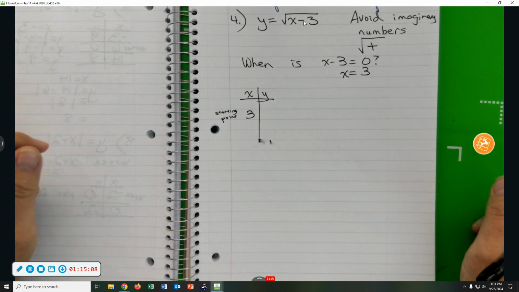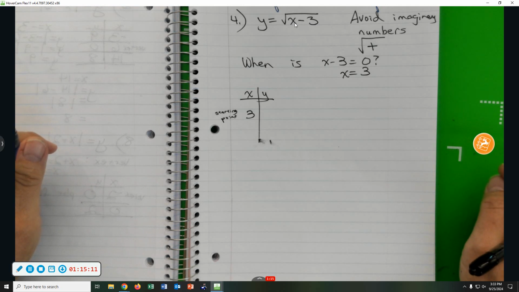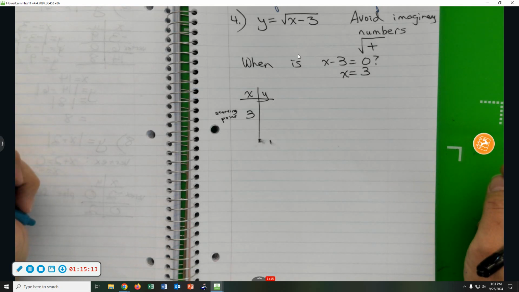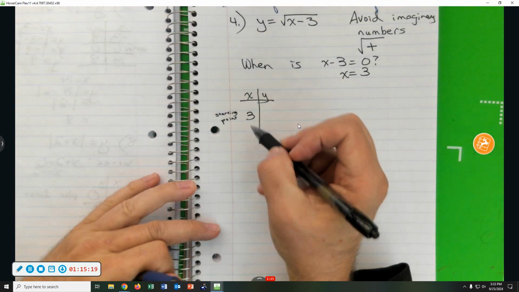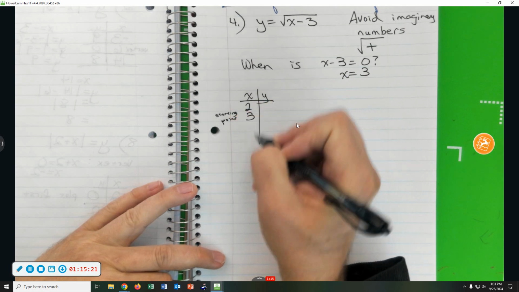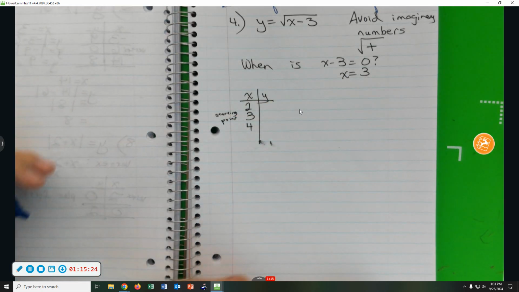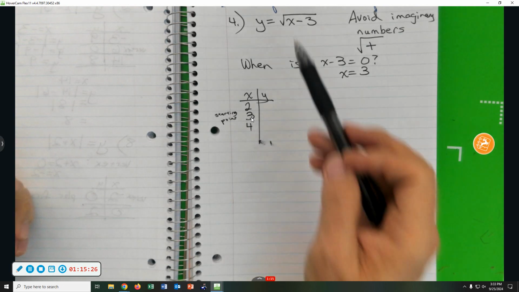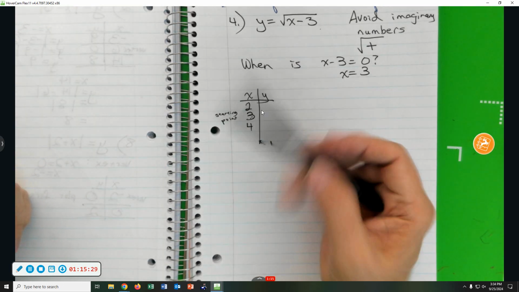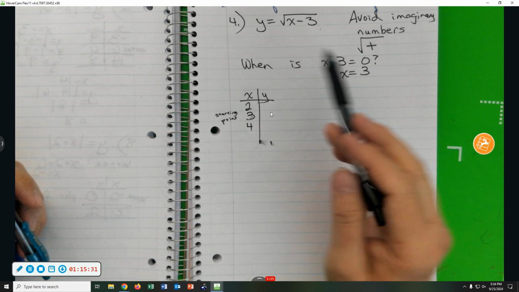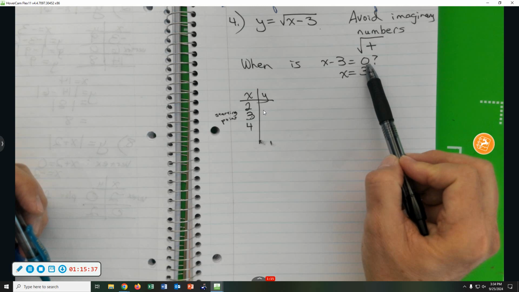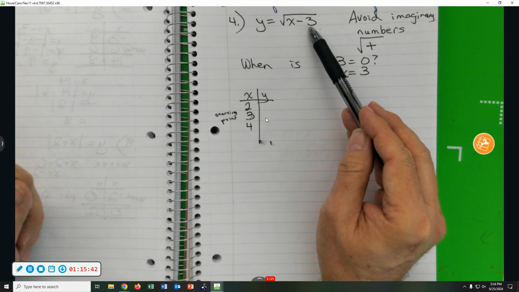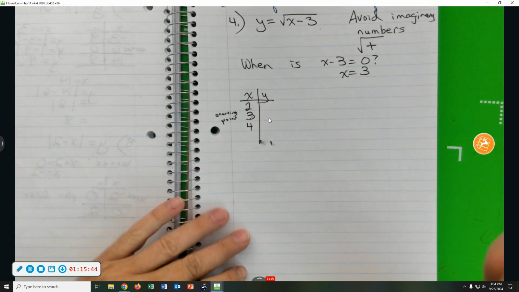One side of 3 is going to generate imaginary y values. That part of the graph is going to be empty. The other side will give you numbers that are actual real numbers. So let's use a number smaller than 3 and one bigger than 3. Well, if we plugged in 3 for x, what are we going to get for y? That's easy. 0. 3 minus 3 is 0. The square root of 0 is still 0.